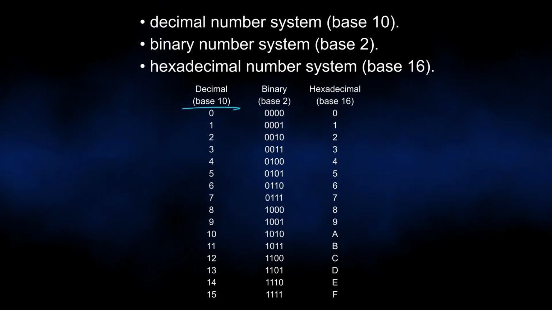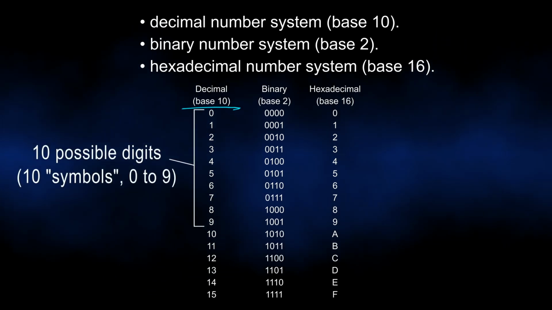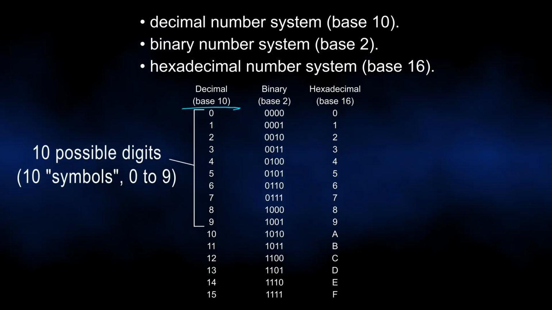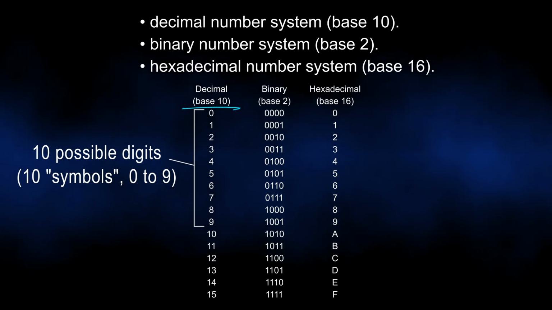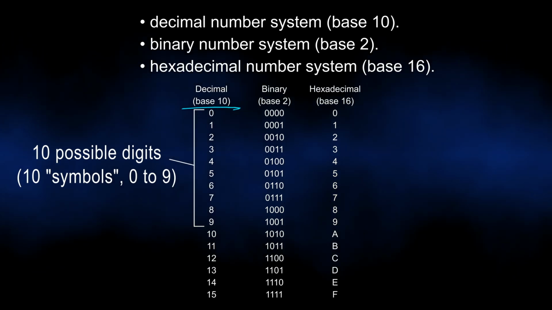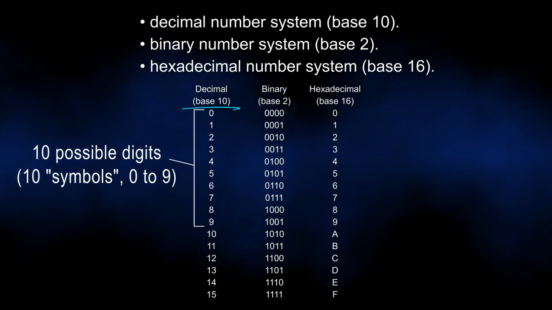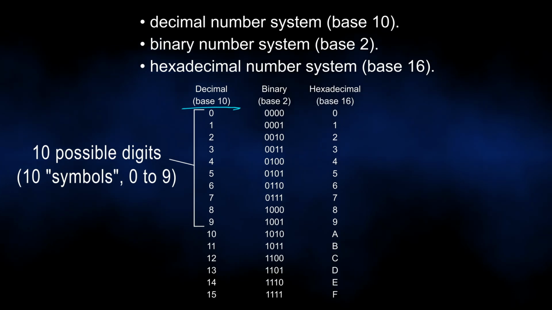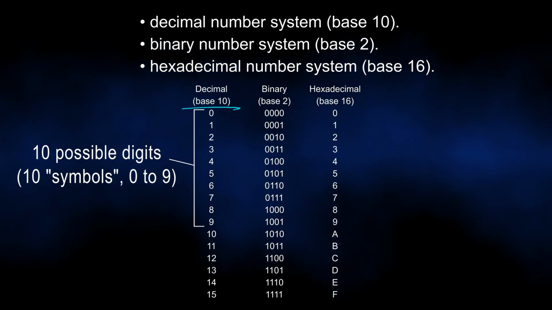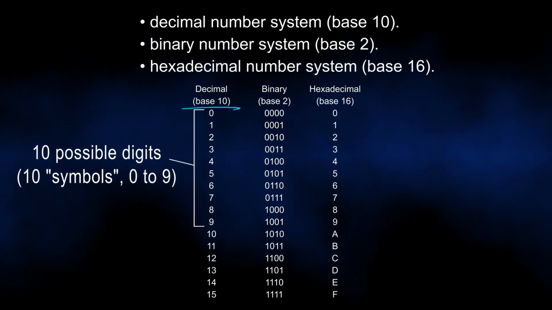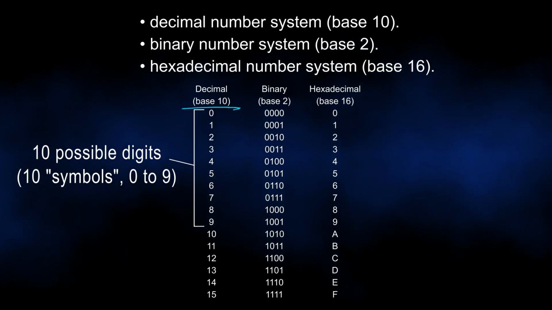So for base 10, there are 10 symbols available for a single place: 0, 1, 2, 3, 4, 5, 6, 7, 8, 9. There are no other symbols available in base 10 for a single place. Each place will have one of those 10 symbols which are available. The other number systems we're going to discuss here are no different.